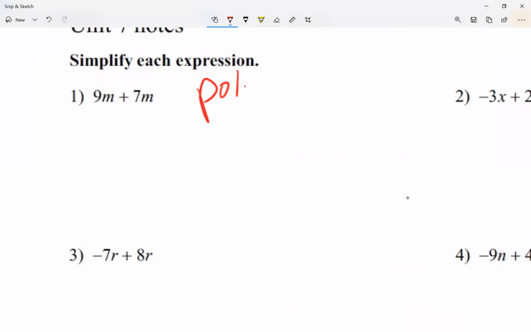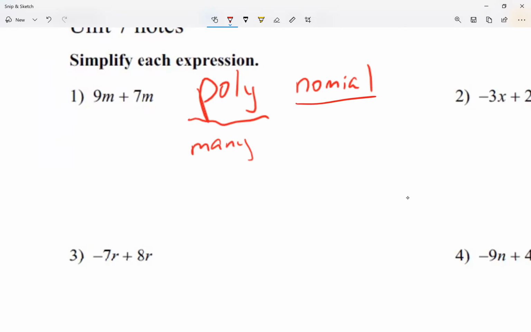There's poly. It is one whole word, but I'm going to break it into two different parts. Now, poly, this means many. Nomial means terms. And again, terms are those things that are separated with the plus or minus, right? Like I said, it's a word that I broke into two different pieces.